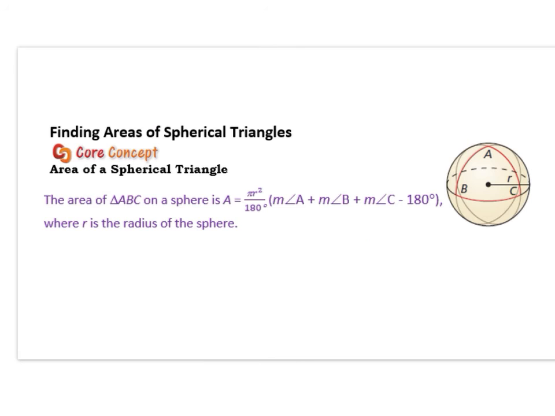Now let's talk about triangles in spherical geometry. It's a little different. The area of a triangle on a sphere is pi r squared divided by 180 degrees times the sum of all the angles minus 180 degrees. R again is the radius of the sphere.